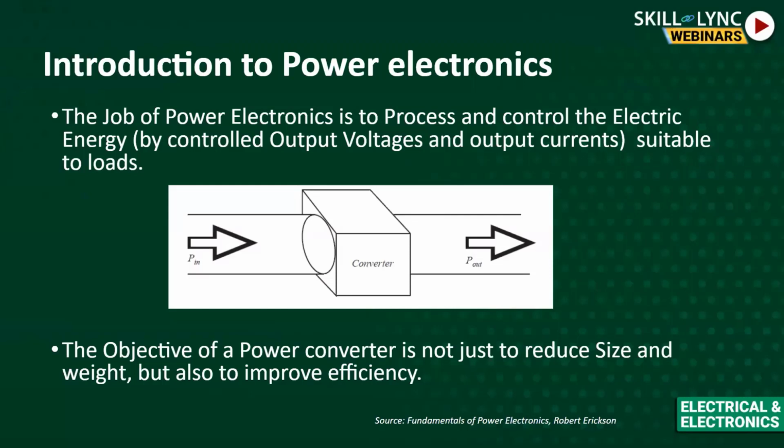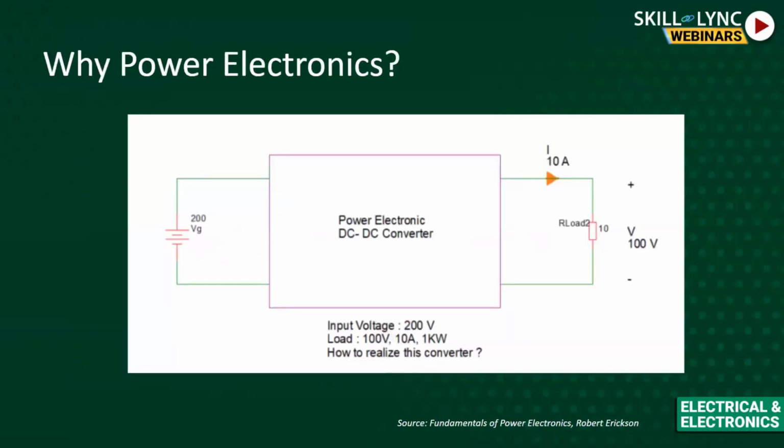We'll see why we need power electronics first of all. Why don't we have any other thing? We'll take a simple circuit here. This circuit can be realized by a power electronic converter. But forget about the power electronic DC-DC converter in the middle of this block diagram. How can you implement this circuit? How do you realize this circuit or converter?